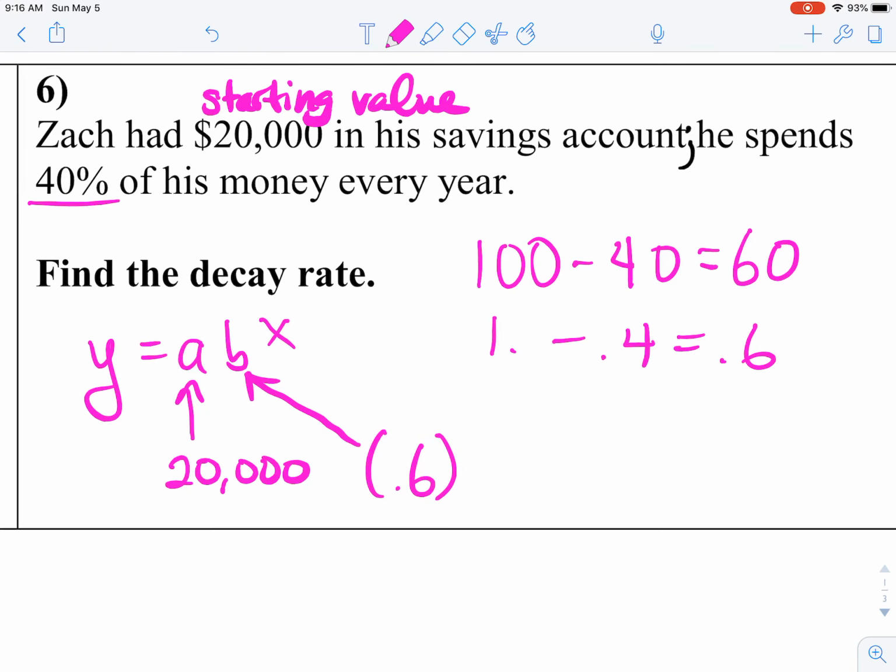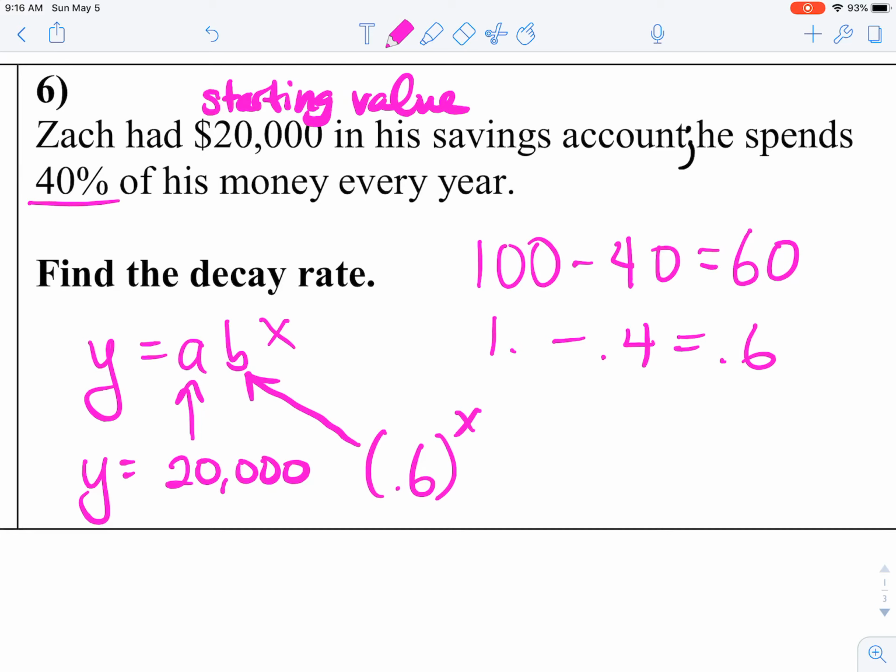0.6. And when we talked about decay rate earlier, we talked about exponential decay. The number for b has to be smaller than 1. So this does fit that qualification. We're going to take 20,000 times 0.6 to the x. That's actually going to be our equation.